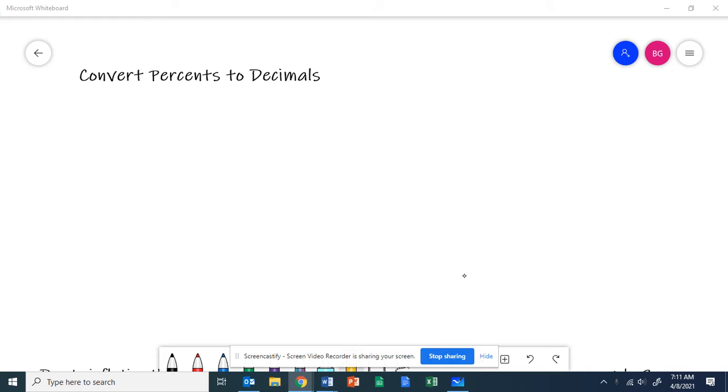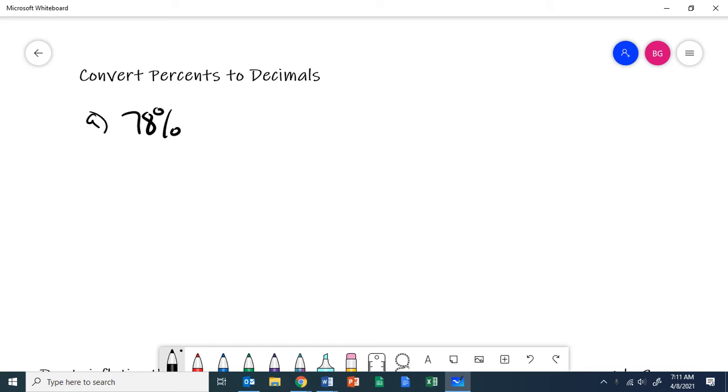So first we're going to start with converting percents to decimals. My first one here is 78%. Okay, so we have to remember how to convert a percent to a decimal. Well, hopefully you're like, Mr. Gerber, I think you just divide by 100, which you're right. You divide by 100. So 78 divided by 100. You can type that in a calculator.